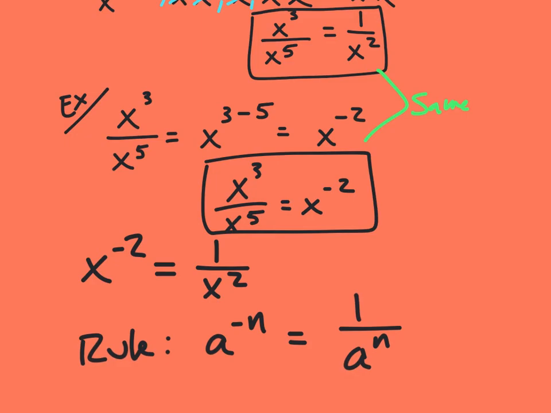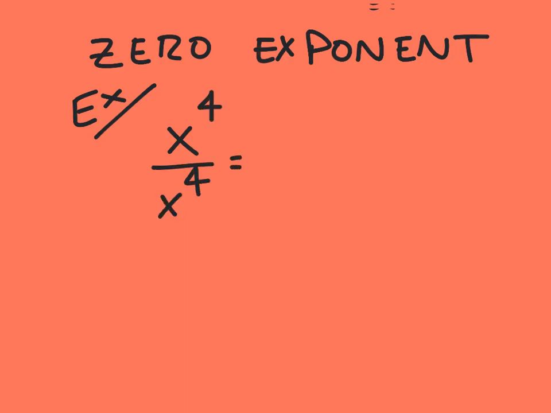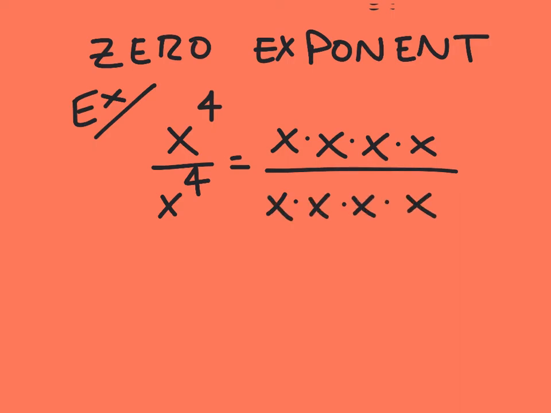All right, the next rule is the zero exponent rule. Okay? So let's look at an example. Let's say I've got x to the fourth power divided by x to the fourth power. Again, I'm going to do this two different ways. Let's look at expanding this out. I'm going to write this as x times x times x times x divided by x times x times x times x. Now when I do this, I'm going to divide out my x's.